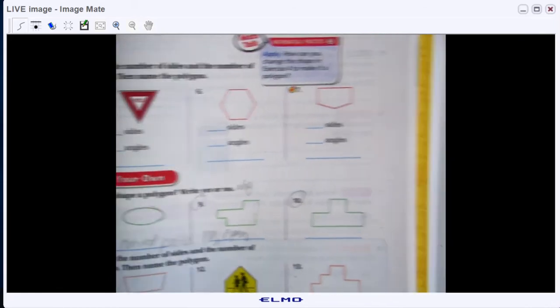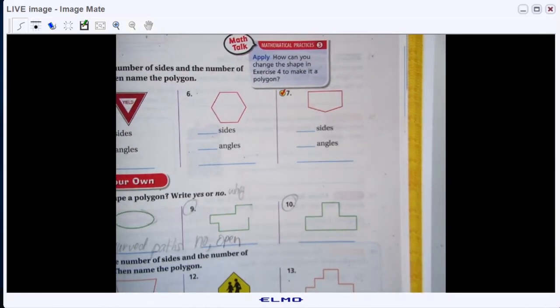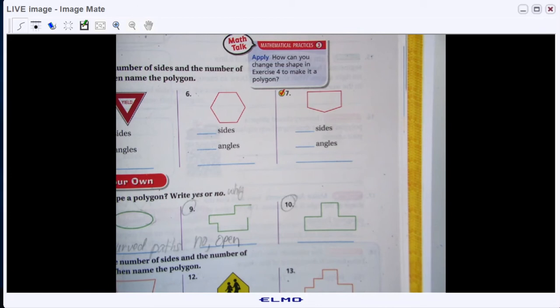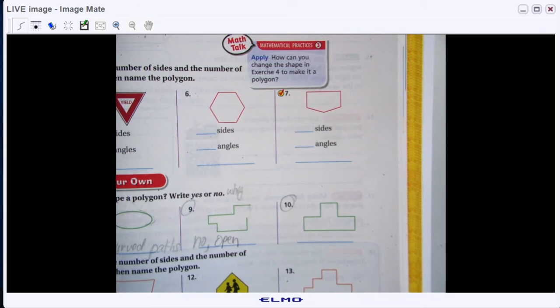And lastly, number 10, is this a polygon? Go ahead and write your answer in. I'm going to answer in about 15 seconds. I want you to write yes or no and then why.